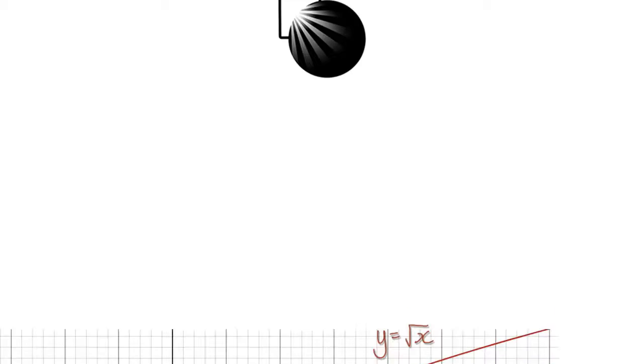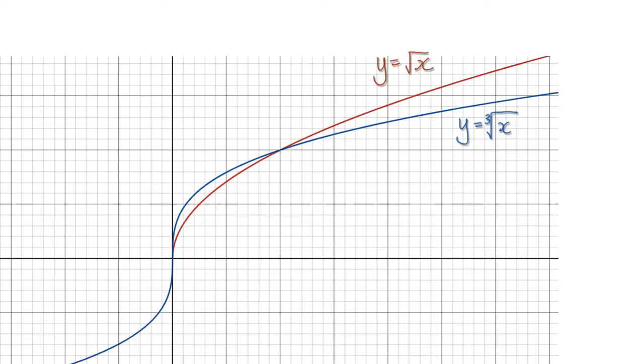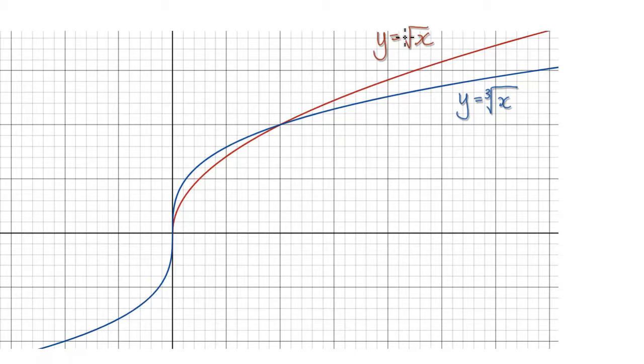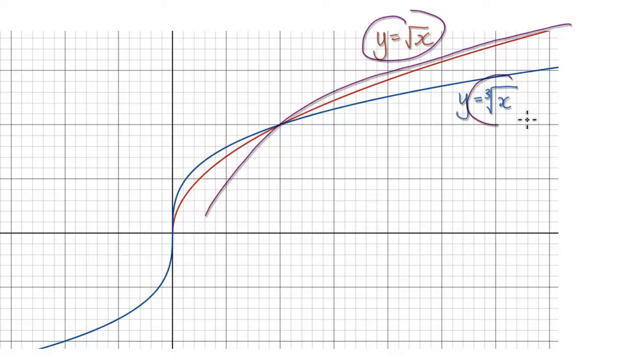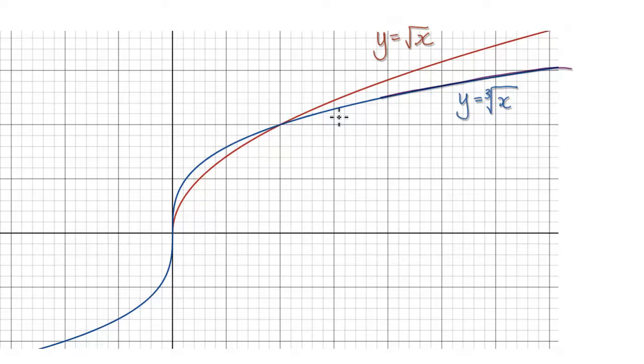Okay, let's give you guys an integration problem. It's similar to the previous video, but this time we've got y equals the square root of x, which is this red line here, and y equals the cube root of x, which is this blue line here. Find the area in between the two. So find this area here. Press pause and have a go.